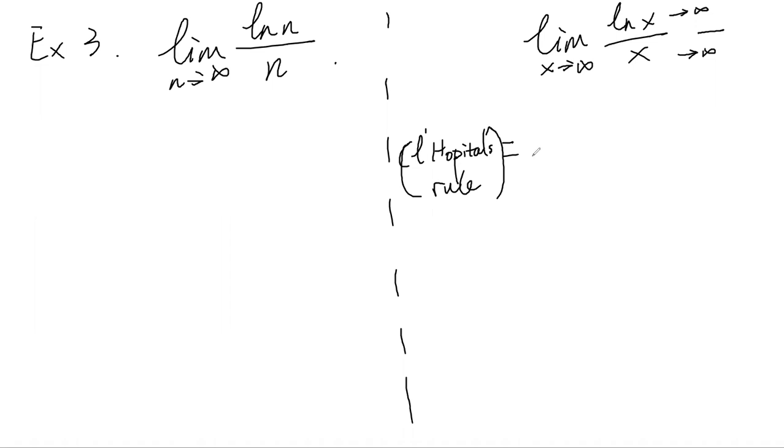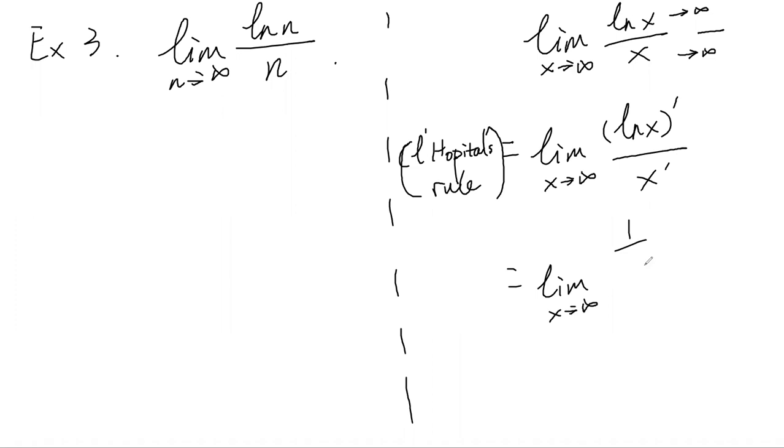So this limit is equal to the limit as x approaches infinity of the derivative of natural log of x divided by the derivative of x, which is equal to the limit as x approaches infinity of 1 over x divided by 1. So it's equal to the limit as x approaches infinity of 1 over x, which is 0. So then since the limit of the function exists, the limit of the corresponding sequence should also exist, and is equal to the same limit, 0.